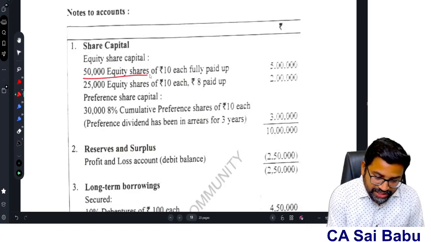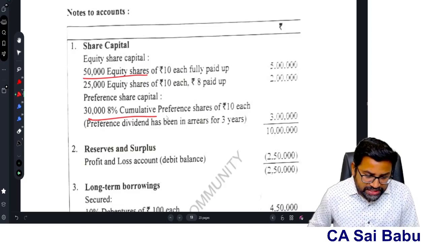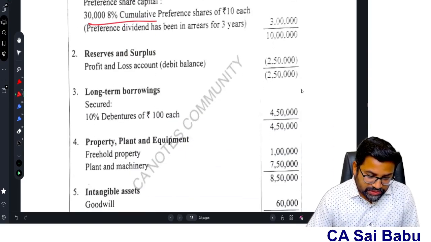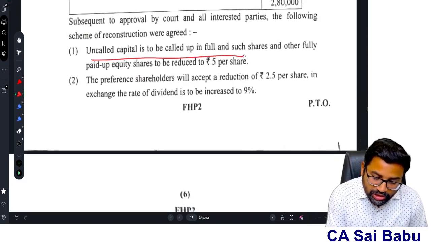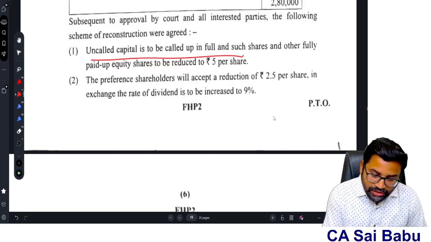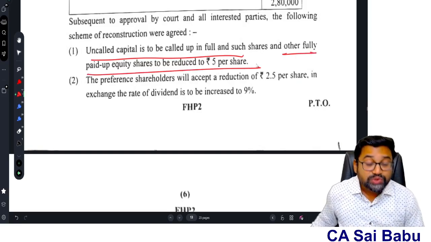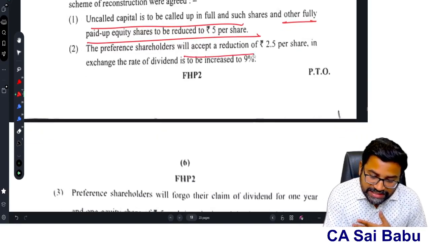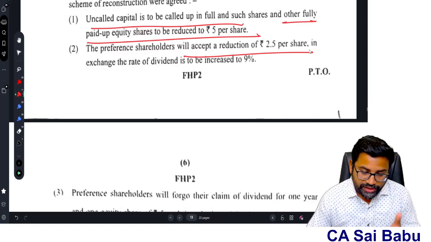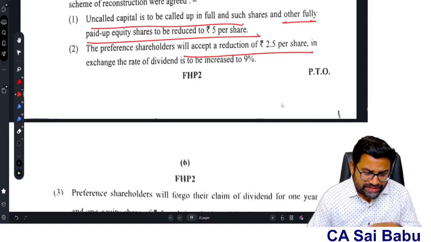So equity share capital, preference, and reserves and surplus, long-term borrowings. Here uncalled capital is to be called up in full, and other fully paid up equity shares reduced to 5 per share. So subdivision, and the preference shareholders will accept 5% reduction. Reduction of 2.5 share. And this question is there.